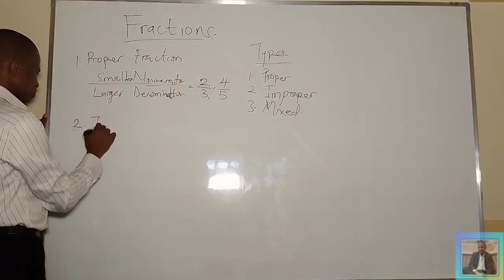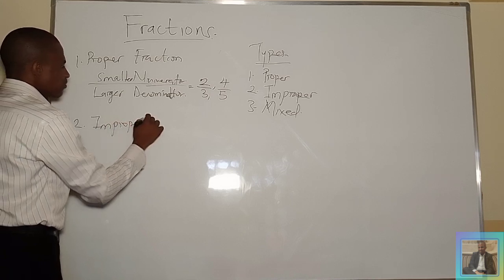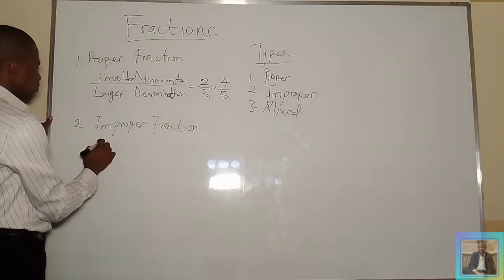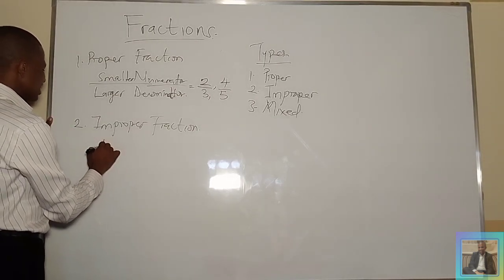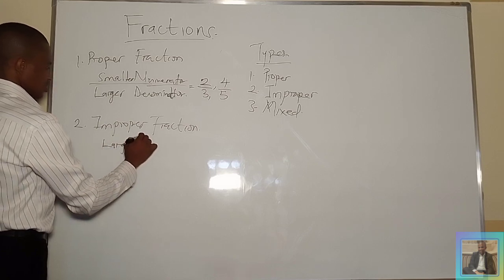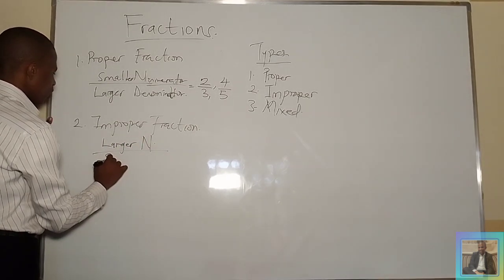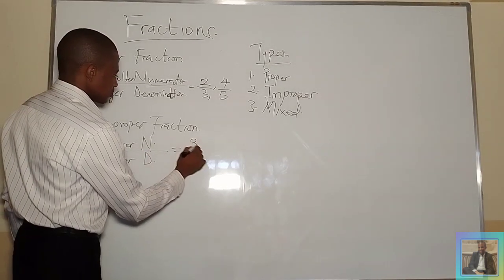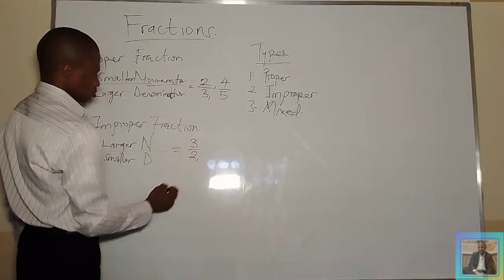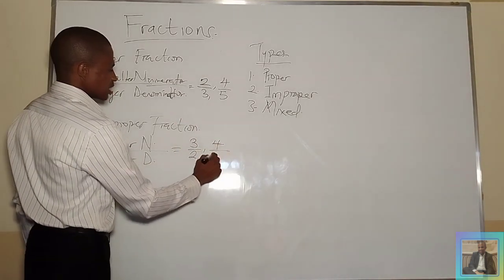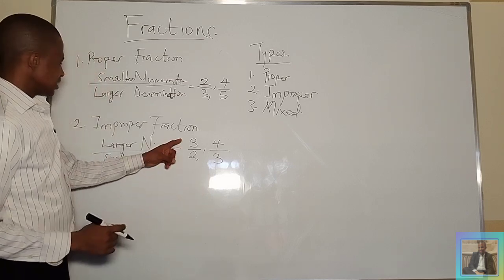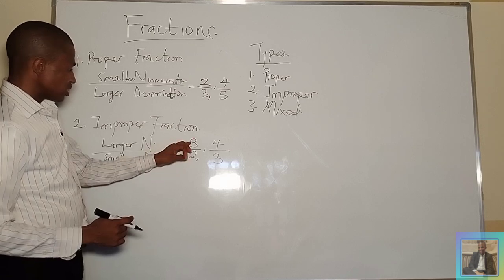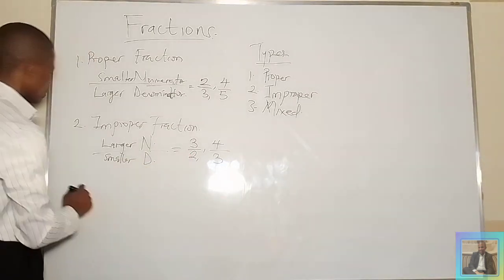Then improper fraction. What's an improper fraction? Improper, from the word improper, is not proper. The one above, which is the numerator, is larger. You have a larger numerator and you have a smaller denominator. Let's say 3. 3 is larger than what? 2. If we say 4, 4 is larger than what? 3. So the numerator is larger while the denominator is smaller.